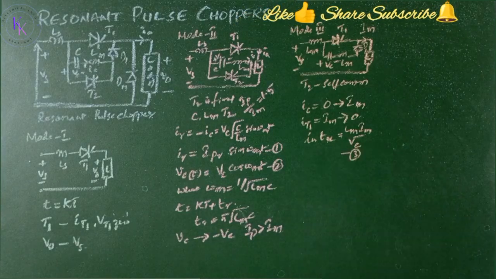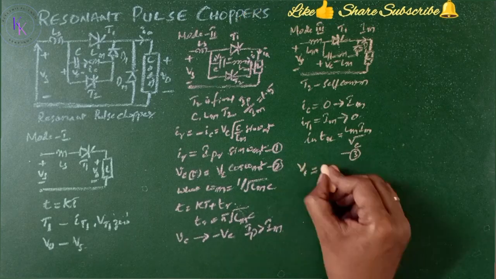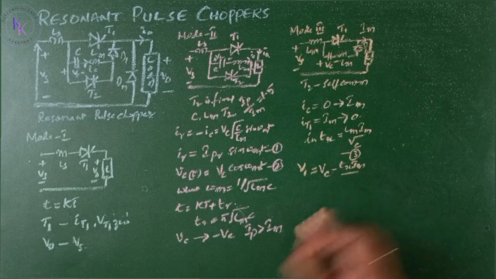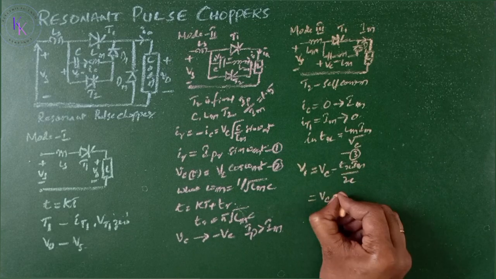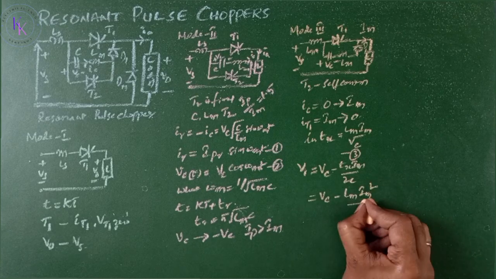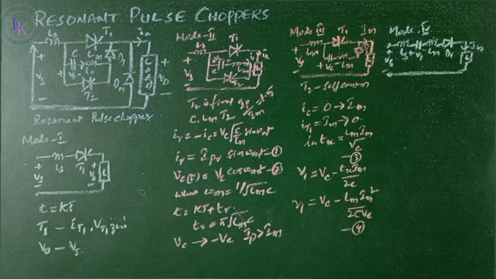Now, the capacitor voltage falls to some other level. Let it be V1 equals Vc minus Tx Im divided by 2C, that equals Vc minus Lm Im square divided by 2C Vc. Let this be 4.